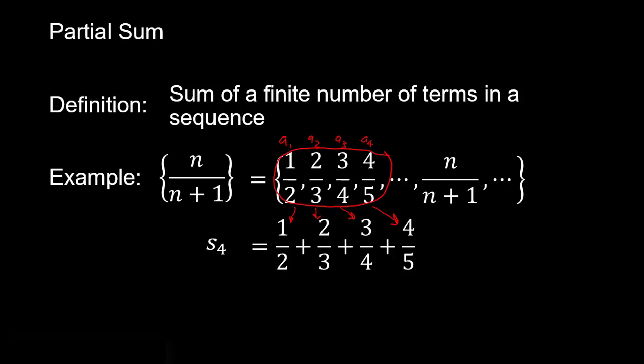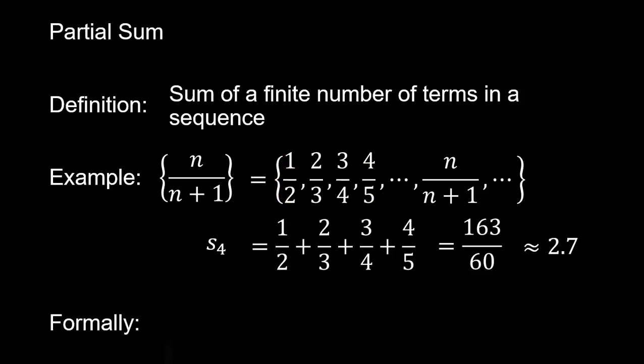But to define this a little bit more formally, we can introduce some sigma notation here. But just to finish this problem out, if we go ahead and add those terms up, we're going to get 163 over 60, which we want to convert to decimal notation. It's going to be approximately 2.7. That's going to be our S sub 4 value. So that's basically what it is, but to provide a bit more of a formal definition, let's introduce sigma notation.